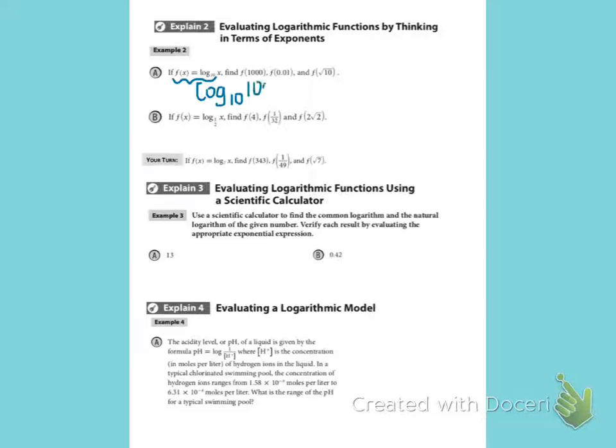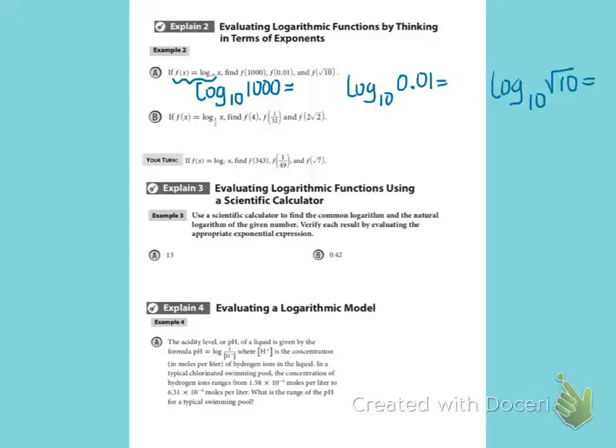And I want to know what is that value, what does that equal? And then the next one would be saying log base 10 of 0.01, which means 100th. What's that value? And then finally log base 10 of the square root of 10. And in each case, I'm trying to figure out what would be the exponent that I would have to raise 10 to get these outputs.